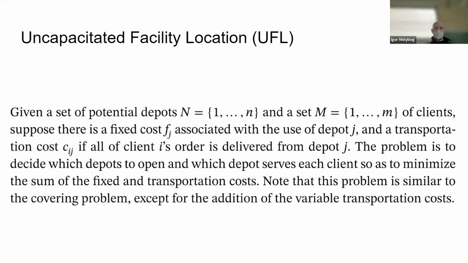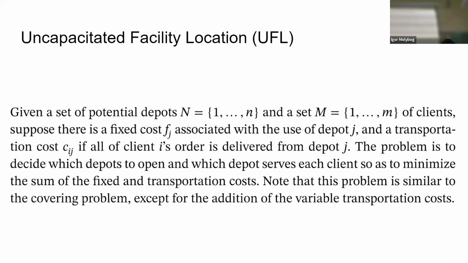So you're given a set of potential depots and a set of clients, and you suppose that there is a fixed cost Fj associated with the use of depot j, and then a transportation cost Cij if client i's order is delivered from depot j. The problem is to decide which depots to open and which depot serves each client so as to minimize the sum of fixed and transportation cost. This problem is similar to the covering problem in a way.